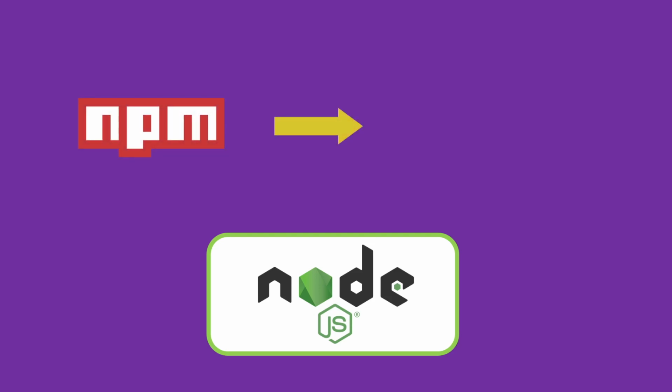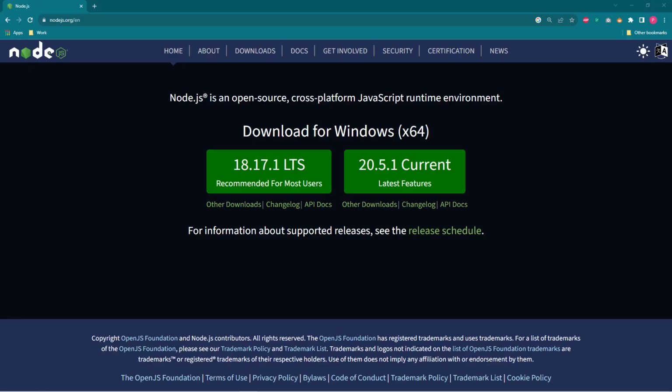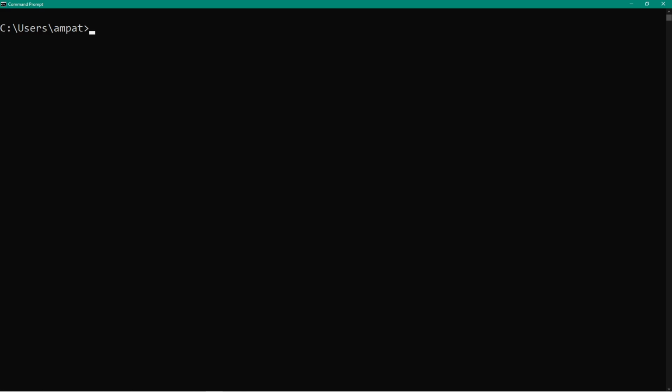Node Package Manager, also known as NPM, can be used to install TypeScript to the Node server's environment, which will allow us to develop TypeScript applications. To download Node, go to nodejs.org and download the related distribution and install it. Once installed, you can open a terminal on your computer and check the version of the installed Node by typing node -v.